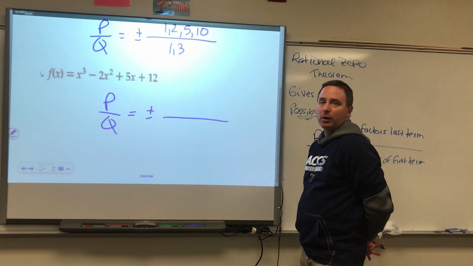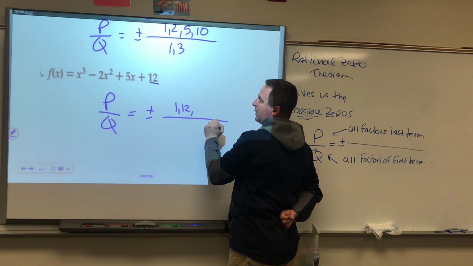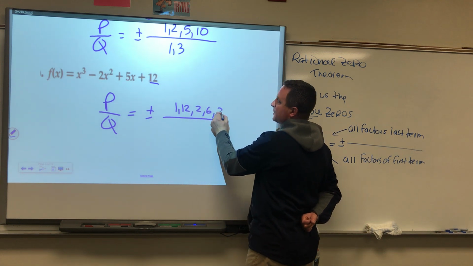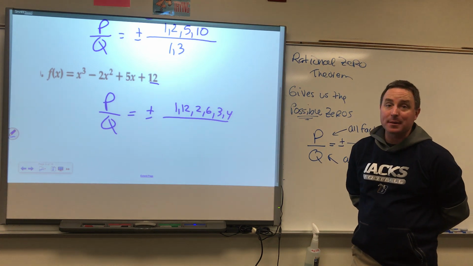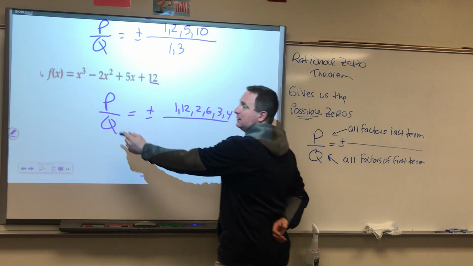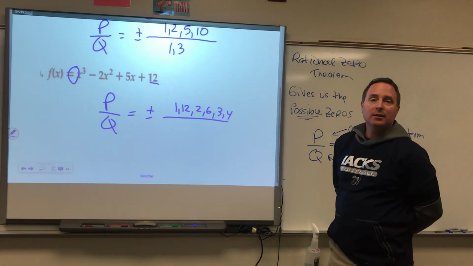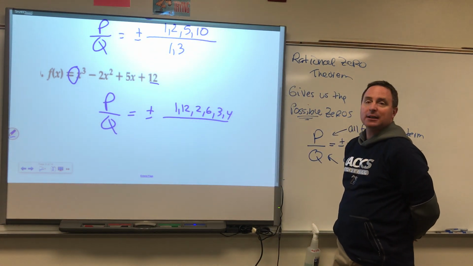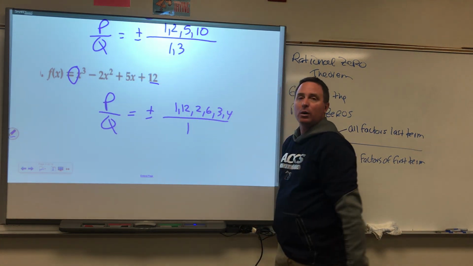Okay, all right, let's give it a whirl. The numerator comes from the factors of 12: 1 and 12, 2 and 6, 3 and 4. You can certainly write them out in pairs like that. They don't have to be in order. The denominator comes from the factors of the number in front of the first term. I don't see a number there, but it's 1. This is a 1x cubed, and the only factor of 1 is 1.